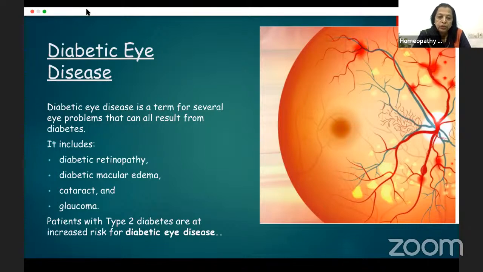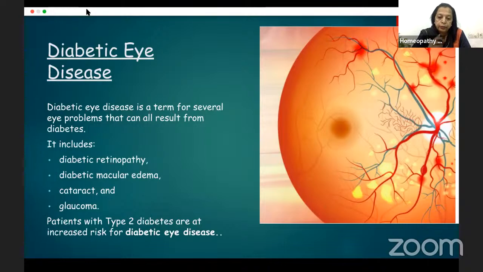And especially those who are having diabetes, you should do glycosylated hemoglobin, which tells you about the last 6 months blood sugar. Now, which are the main diseases of diabetes in the eye? Main is diabetic retinopathy. Now, what is exactly diabetic retinopathy?